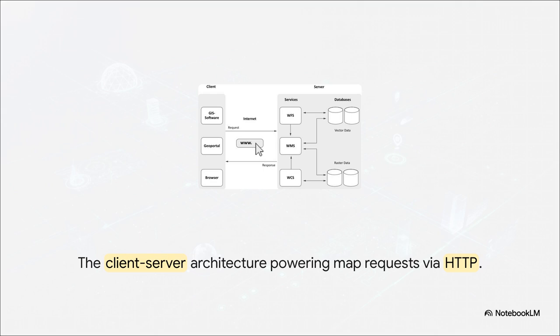On the other end, the server processes this request, pulls the exact necessary information from its vector or raster databases, and beams a response right back down the glowing network line straight to your screen. It is a constant, rapid-fire conversation of requests and responses happening in milliseconds, seamlessly giving you the map you need.